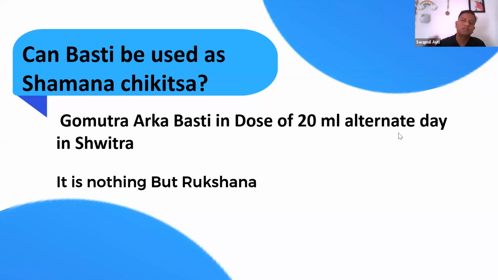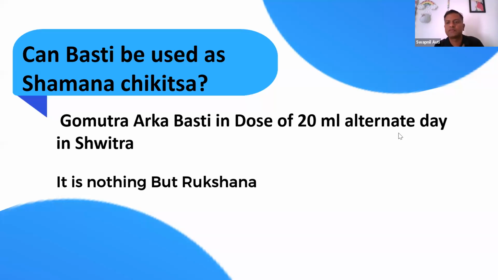They directly bought the Gomutra Arka from the market, and with a 20 cc syringe with a catheter, they were giving Basti to the patient on every alternate day in case of Shvitra. Shvitra is basically a kapha dominant vyadhi, where there is a marga avrodh in the srotasa. So Gomutra Arka is given through the Basti. Arka is basically a liquid preparation, so that water extract of Gomutra can readily get absorbed from the rectum as well as colon. Here the dose is 20 ml, so probably it may not go to the colon.